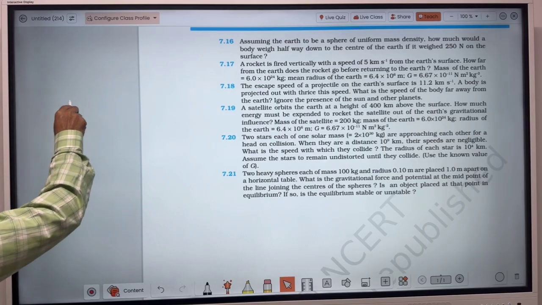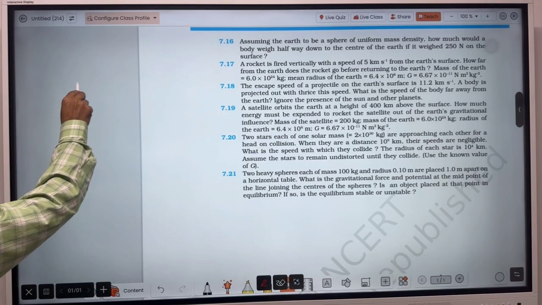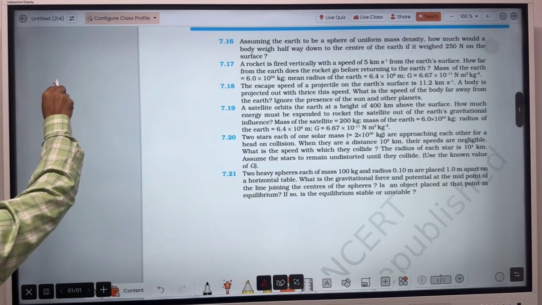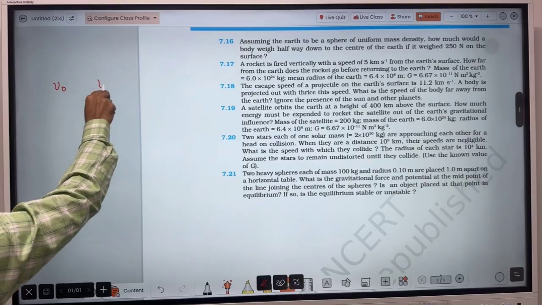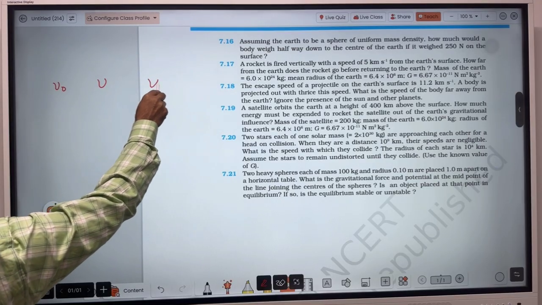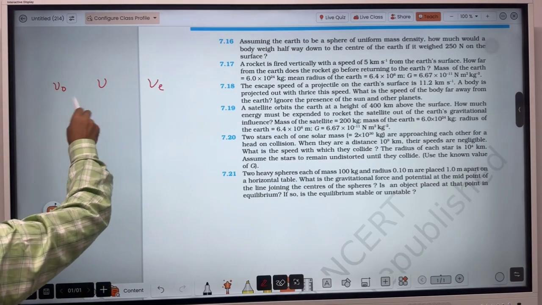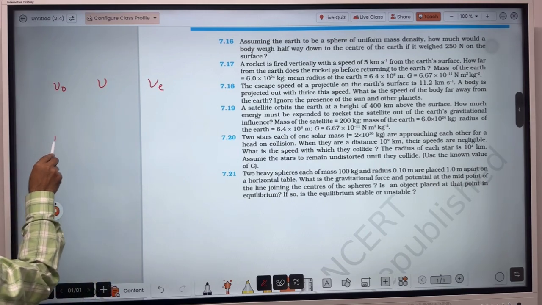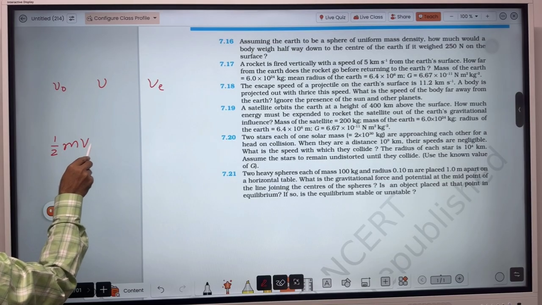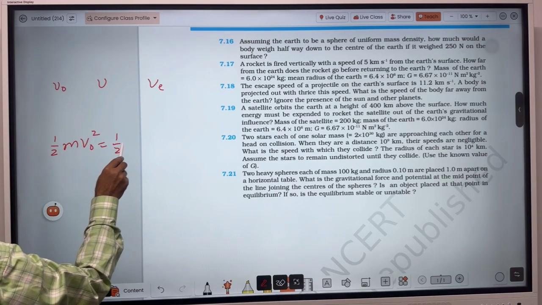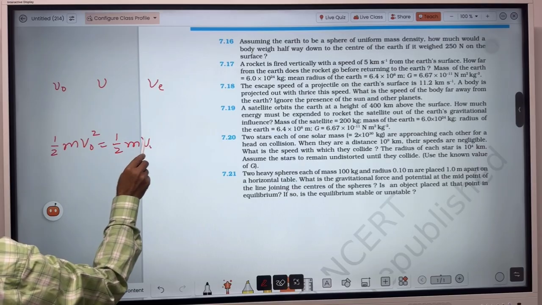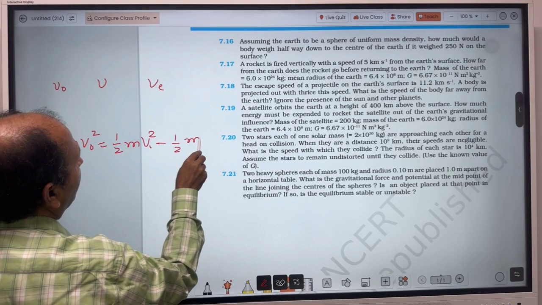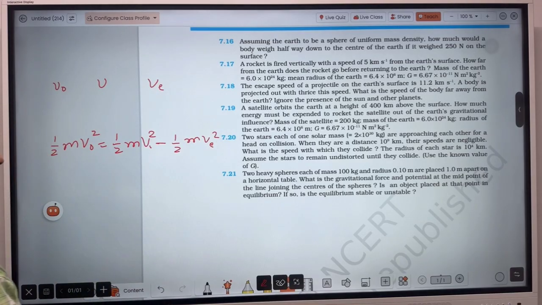So suppose after escaping, the velocity is VO. Present velocity is V and escape velocity is VE, right? So what happens? You can say in terms of kinetic energy, half m VO square must be equal to half m V present square minus half m VE square.